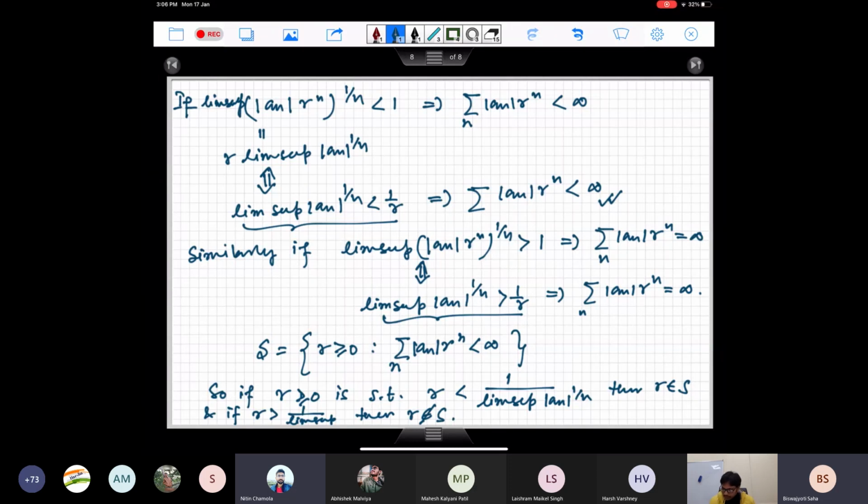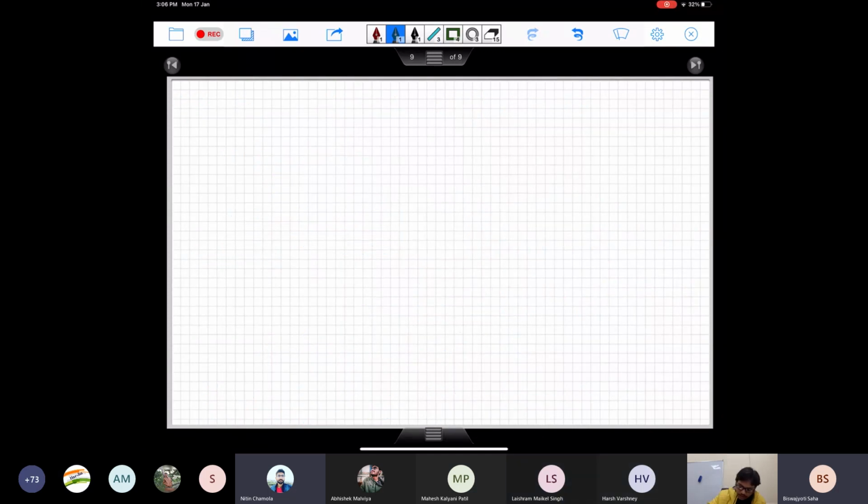Now what do you think is going to be the supremum of S? I have got one point. If I take any r less than that point, that r is in S, and any r bigger than that point is not in my set S. So what will be the supremum of S? It is 1 upon lim sup of |a_n|^(1/n). Agreed to all of you? Do you agree to this?